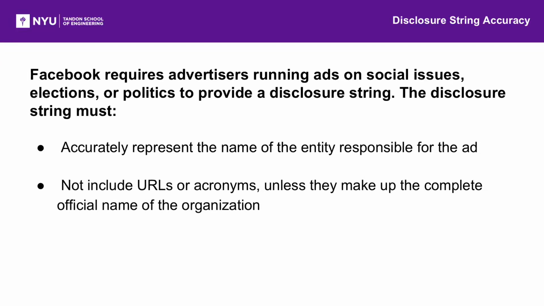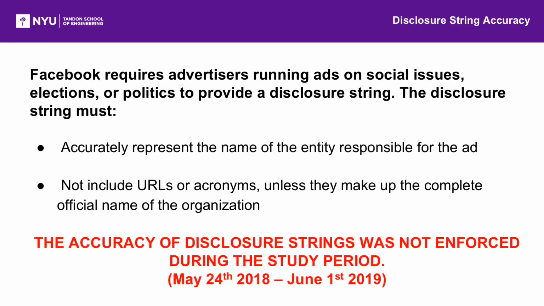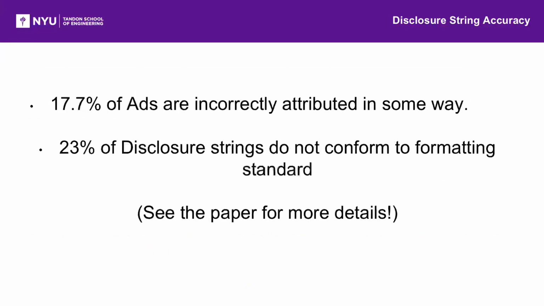Disclosure strings in that form would allow researchers to tie ads to PACs and campaigns that report data to the FEC. Unfortunately, the accuracy of disclosure strings was not enforced during the study period. This was demonstrated by many journalists taking out ads claiming to have been paid for by prominent senators and so forth, and was also confirmed by Facebook.